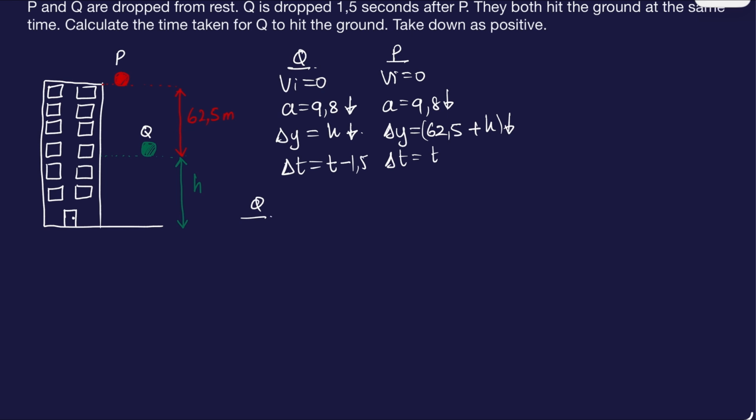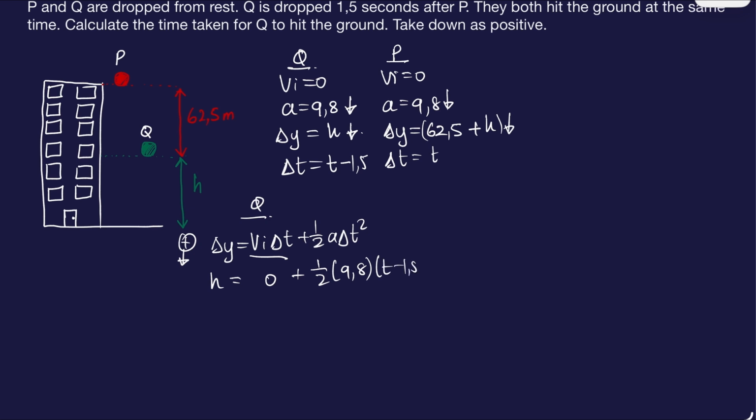Now, for Q, I'm going to use the formula delta Y is equal to VI delta T plus half a delta T squared. I'm choosing down as positive because that's what the question asked for. So H is equal to 0 plus half into 9.8 and then T minus 1.5 all squared. After simplifying, we'll get H is equal to 4.9 T squared minus 14.7 T plus 11.025. So this is going to be equation 1.